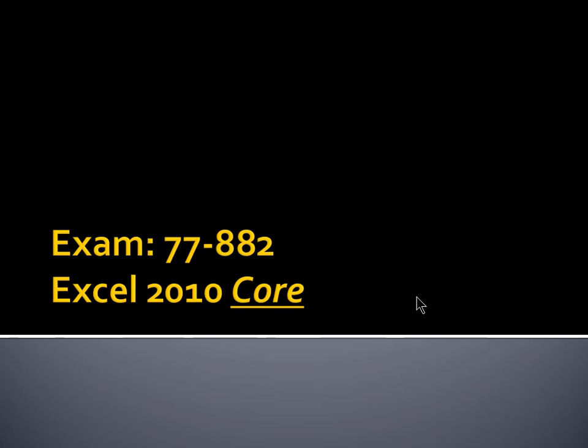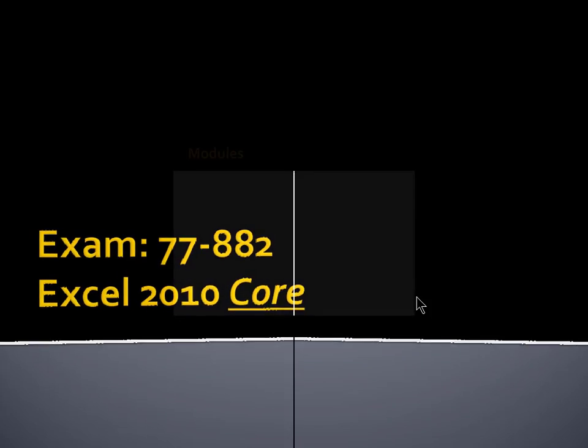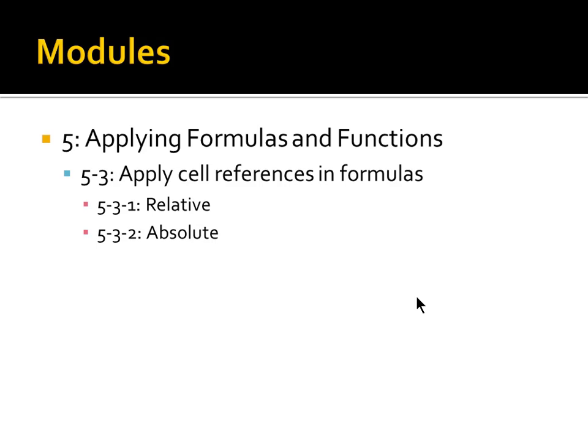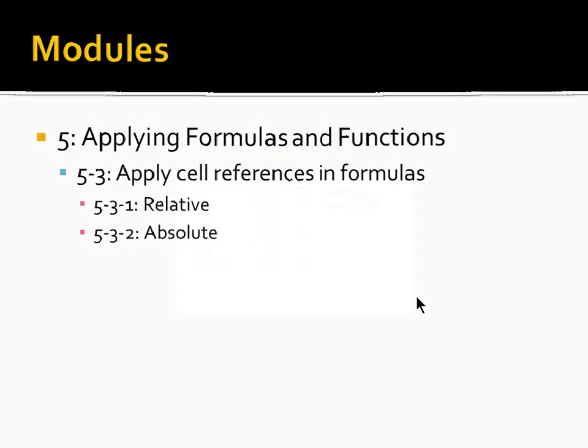Exam 77-882, Excel 2010 Core Test Prep Exam Requirements. I want to talk to you about the information we're going to study this time. We're going to be doing 5, which is applying formulas and functions. In this video, we're going to apply cell referencing formulas, looking at relative and absolute referencing.